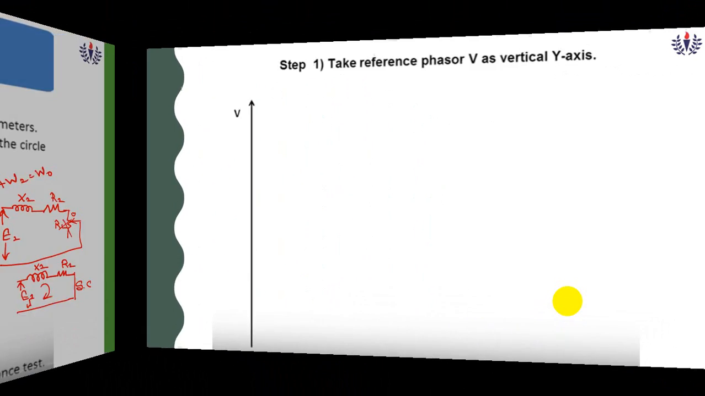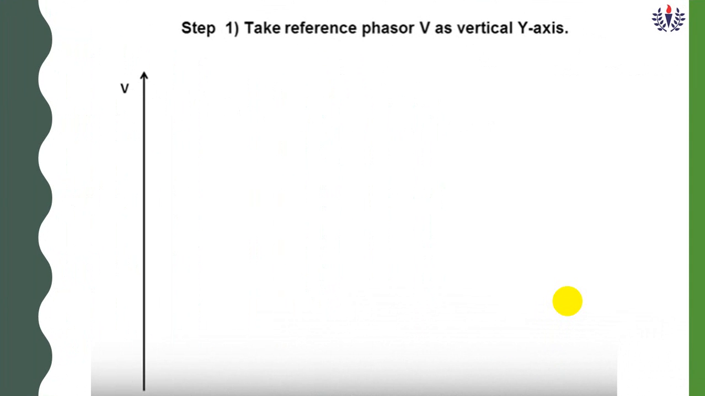Step 1. Okay, the first step, please note down, take a paper and write it. The first step will be: take reference phasor V as the vertical y-axis. We have to represent x and y, so first, we have to represent phasor V on the vertical y-axis.